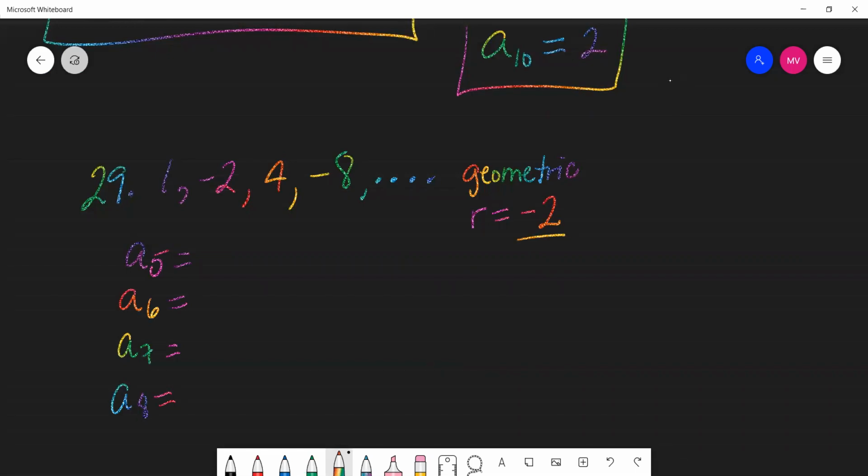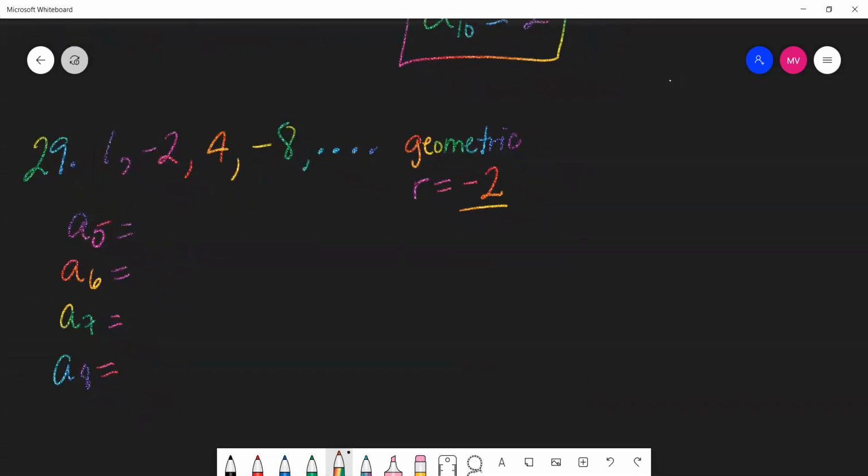We also know that you can do this one of 2 different ways. What I'm going to do is use the explicit formula to calculate the term at position 5. And then I'm going to use the recursive formula to find every following term after 5.